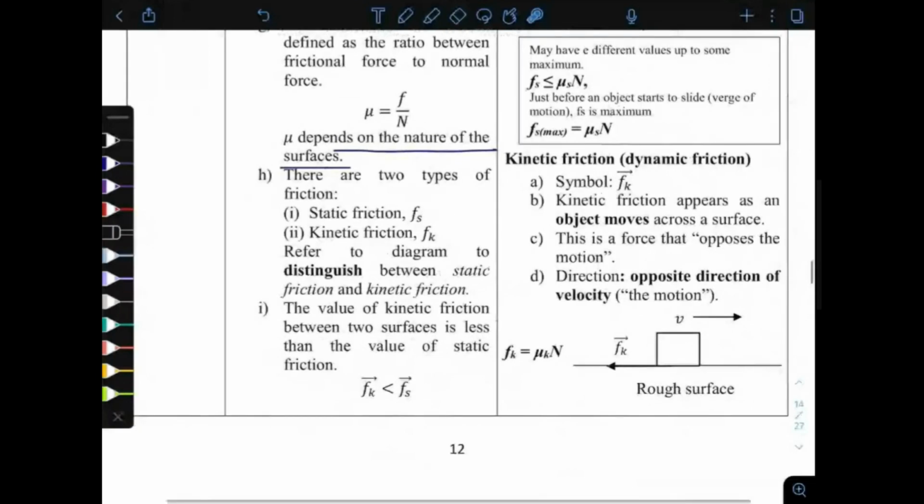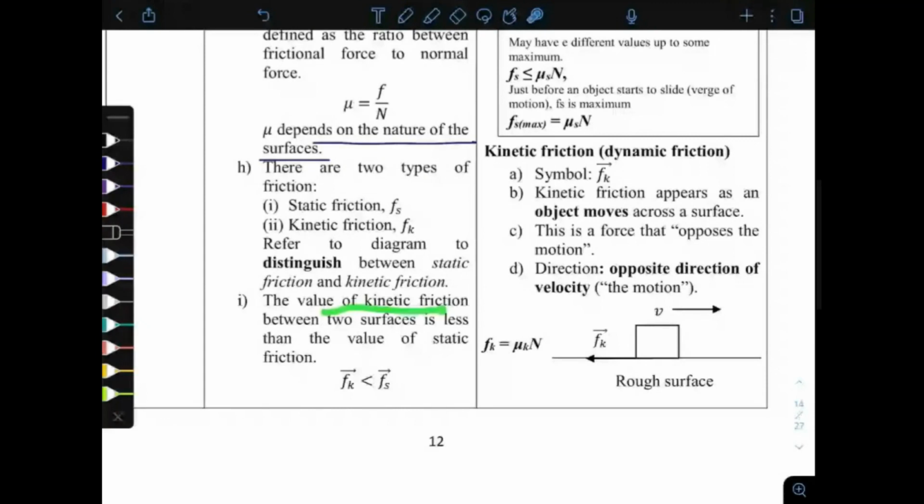Another thing that you must know is the value of kinetic friction between two surfaces is always less than the value of the static friction. Maksudnya, bila kita ada static friction, nilai static friction sentiasa lebih tinggi daripada kinetic friction. The value of kinetic friction smaller compared to static friction lah.